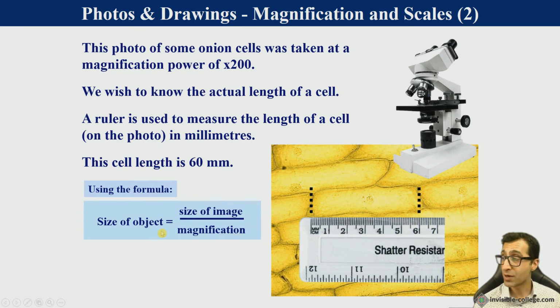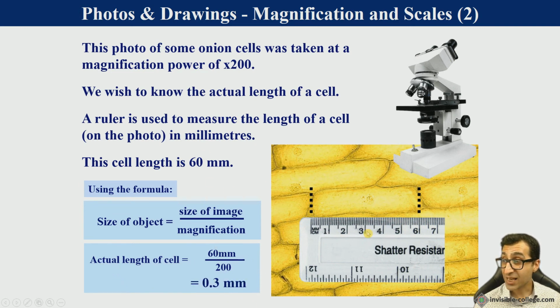And of course you can rearrange this, because magnification under any conditions with any microscope is always defined as the size of the image divided by the size of the original object. So if we rearrange that to find the size of the object, we get this. We then substitute our values of the size of the image divided by the magnifying power, and we find that the actual length of this cell is 0.3 millimeters.